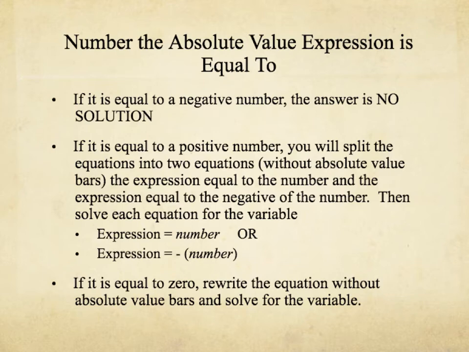The third situation is if it is equal to 0, rewrite the equation without absolute value bars and solve for the variable. So if it's equal to 0, you just take away the absolute value bars and solve it like a regular equation.